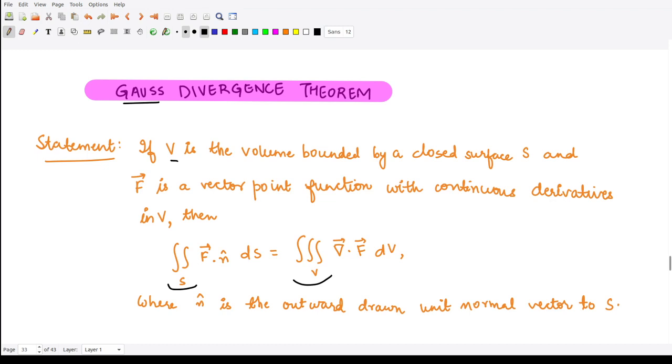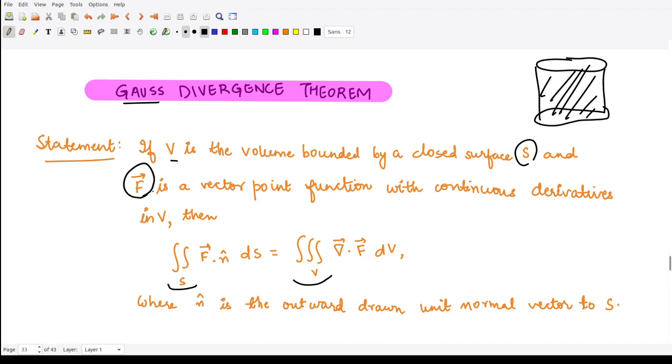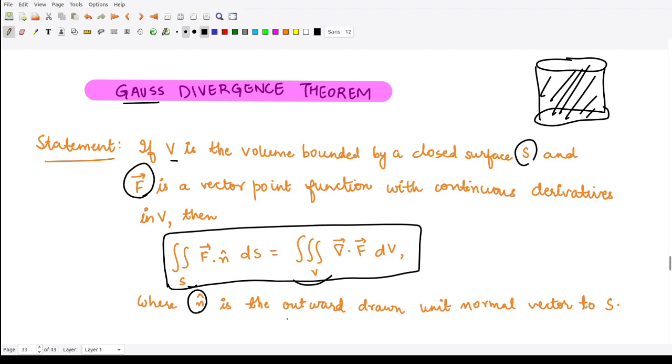So suppose V is the volume which is bounded by the closed surface S. So suppose you have this surface S. The volume which is bounded by this surface S would be of this kind, right? So this would be a volume, and we say if f vector denotes a vector point function having continuous derivatives in V. In that case, the surface integral of this vector function f dot n cap, where n cap is the outward drawn unit normal to the surface S.